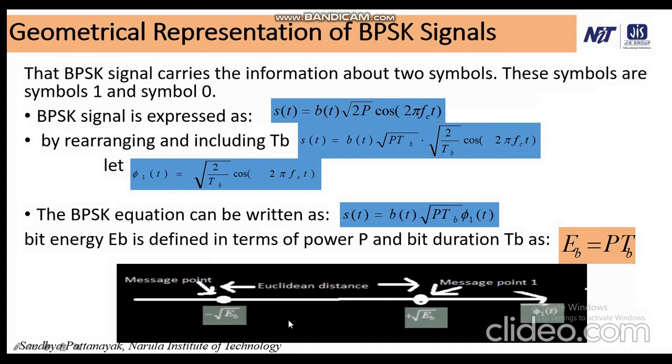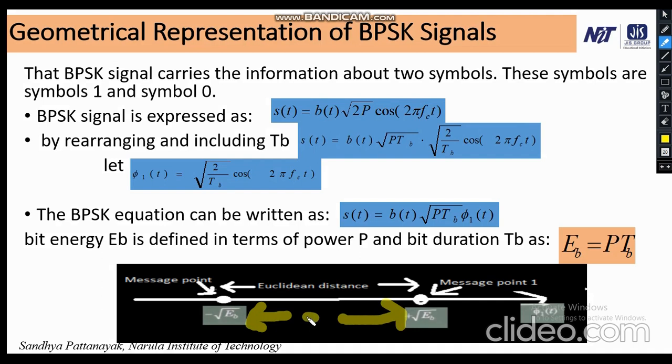So it is observed that if the Euclidean distance D between the two message points is more, then the probability of error will reduce. It represents the isolation of the symbols 1 and 0 in BPSK. This separation is represented by D, that is your Euclidean distance. So the more the distance, the lower the probability of error.